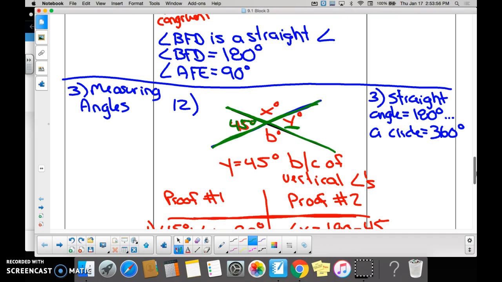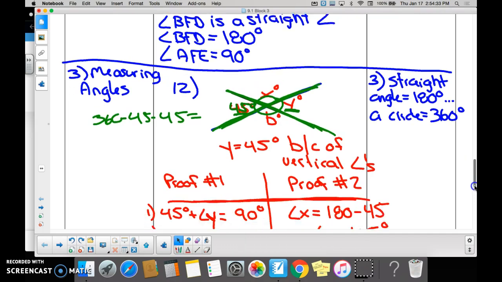Okay, now here's where it got fun. If this one's 45, and if this one's 45, we know that angle X and angle B are vertical, right? So they have to be equal, right? One way of looking at this is this entire thing is 360, yes, no? Yes. So you can take 360, subtract what we know, 45, subtract what we know, 45, and what do you have left over? 270. Then the last two angles, angle X and angle B, would just be that 270 split in half, yes, no? Yes.